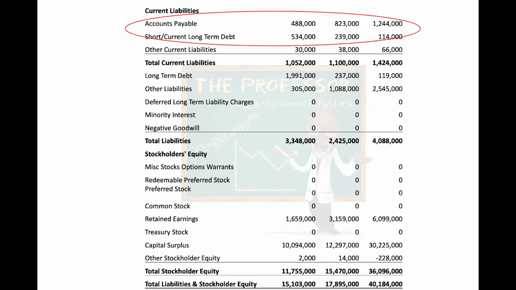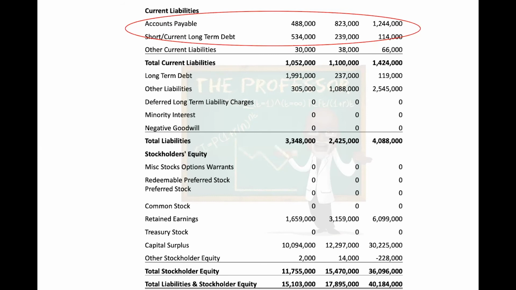In this section, in our liability section, we have our current liabilities. These are liabilities that will be paid off in the next 12 months, if not sooner. In most cases, this is money that's owed to vendors, and these accounts payable are non-interest bearing. In other words, there's no interest being charged on these accounts payable.